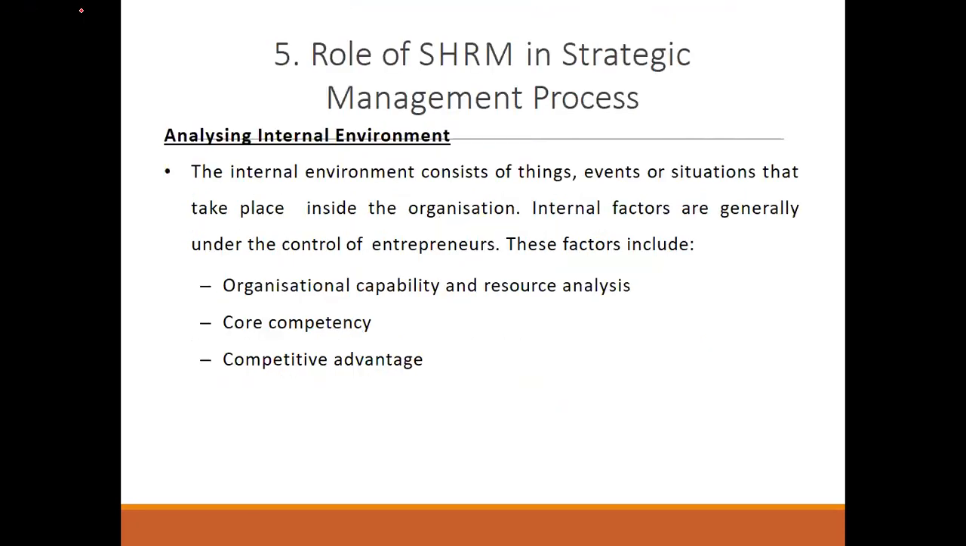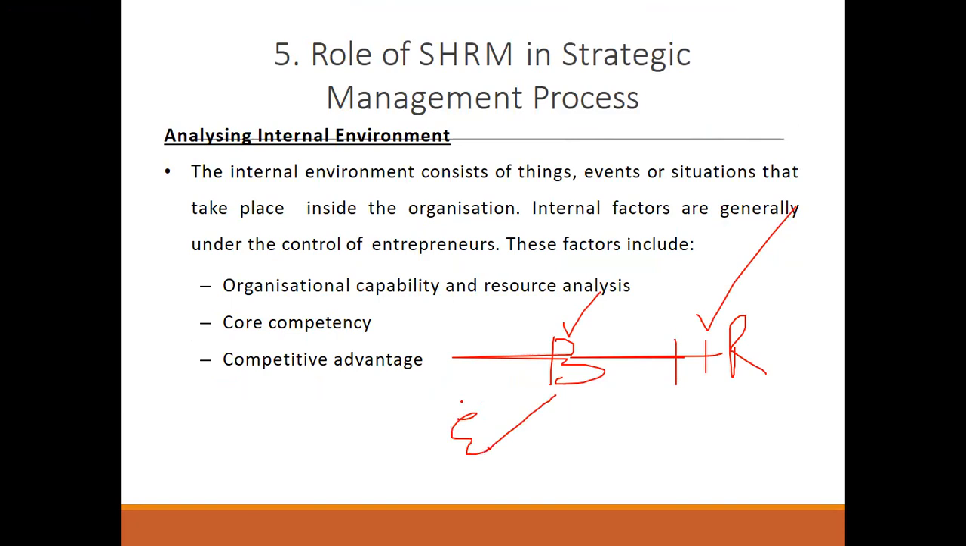Now, let us take an example of internal. You have to understand business with HR. For understanding HR, we already did the points. For business, we understood how externally you have to take care. Now let's see, internally also you have to take care. In order to make your people work, they have to be comfortable not only outside the organization, but also within the organization. So for that, you have to take into consideration the internal environment. The internal environment consists of things, events or situations that take place inside the organization, in the form of organizational capacity and resources analysis, core competency, and competitive advantage. These are the things which have to be looked at from an internal point of view, so that things are properly on a smoother track.